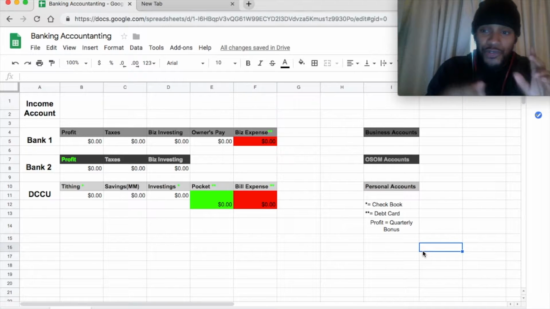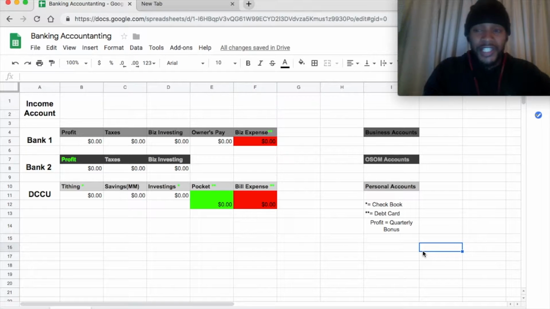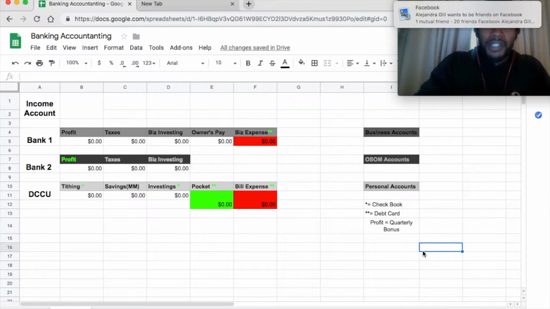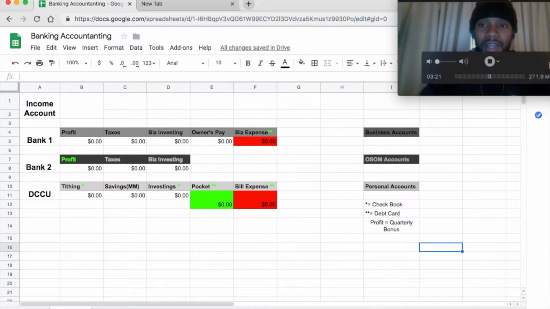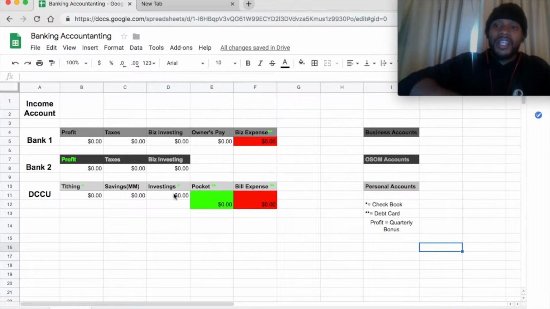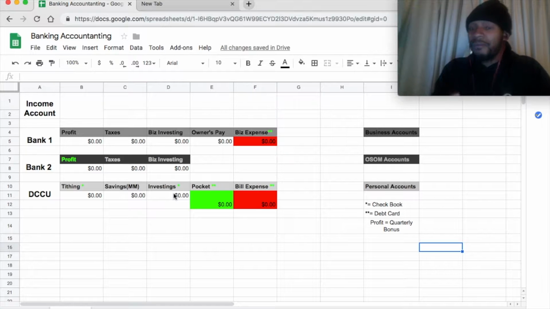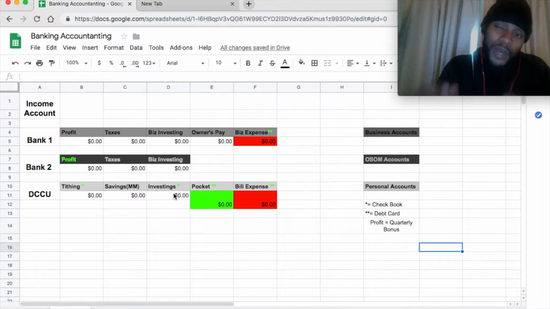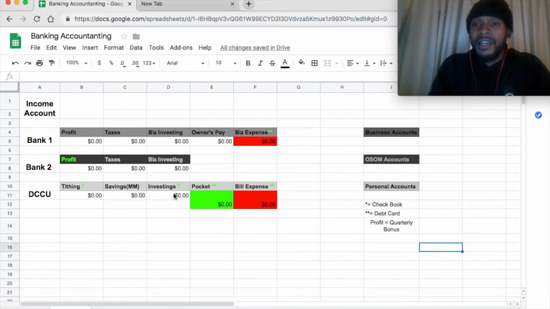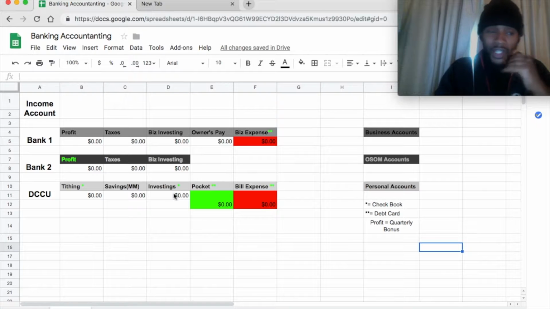So just a quick recap of what we're going to do is understand how to profit from our business and manage our owner's pay, as well as calculating our business expenses, our owners and our business investing, our taxes, and positioning ourselves to pay ourselves quarterly from a profit standpoint. Now this method is from a profit first mentality, as well as including Robert Kiyosaki's method of paying yourself first. With that being said, let's jump right into it.